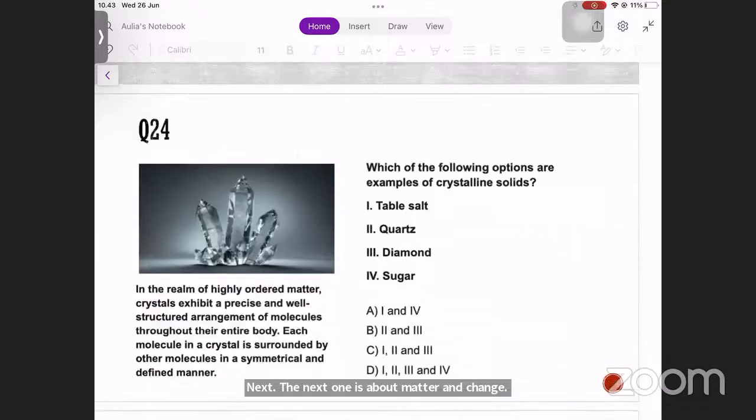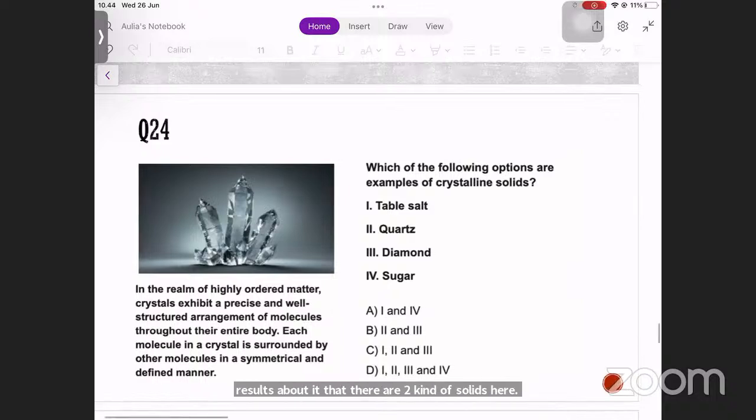Question number 24. In the realm of highly ordered matter, crystals exhibit a precise and well-structured arrangement of molecules throughout their entire body. Each molecule in a crystal is surrounded by other molecules in a symmetrical and defined manner. The question is, which of the following options are examples of crystalline solid? I do not know whether you have learned about it or not, but I have searched a research about this, that there are two kinds of solids here.